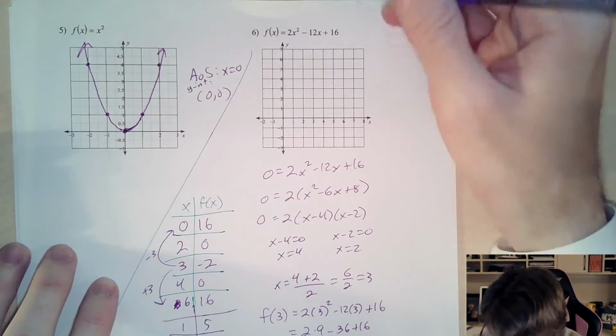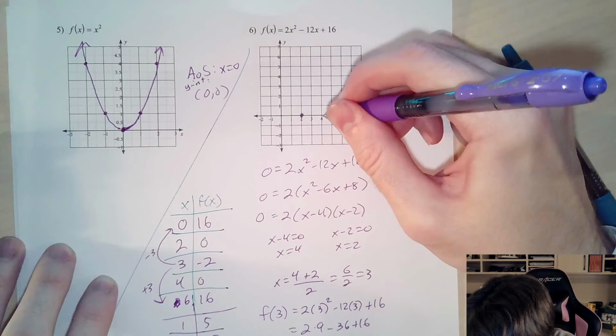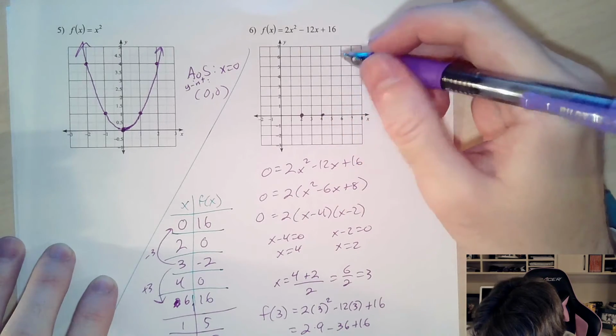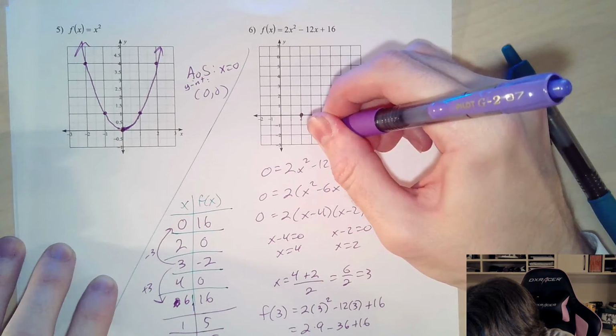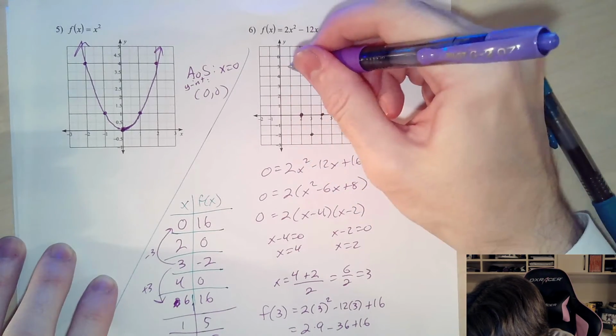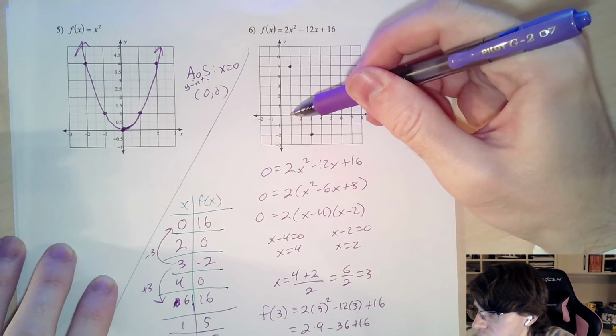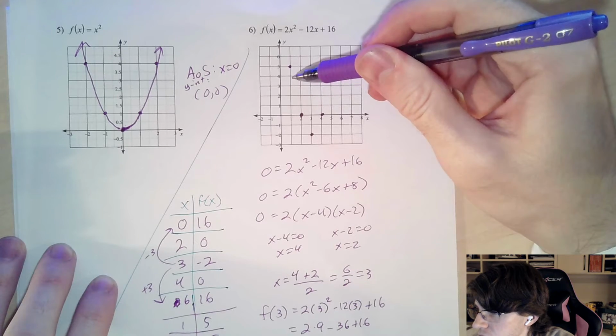Putting this all together to make a beautiful little graph, we got 2 comma 0. We got 4 comma 0. We got 3 comma negative 2. We have 1 comma 5. And this is what I meant. You see how it goes over 1 and then up 2? And then over 1 and up 1, 2, 3, 4, 5.